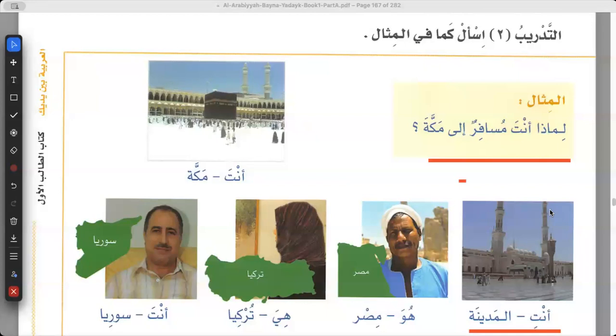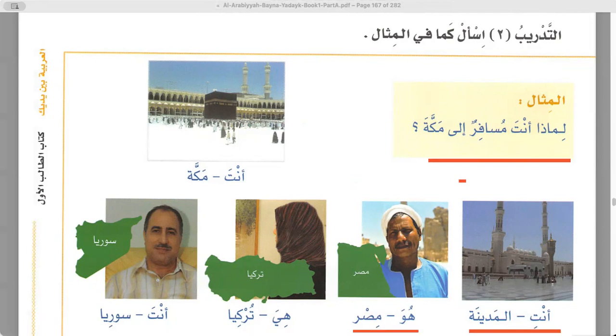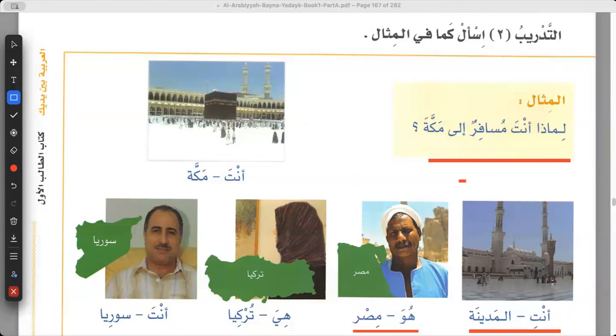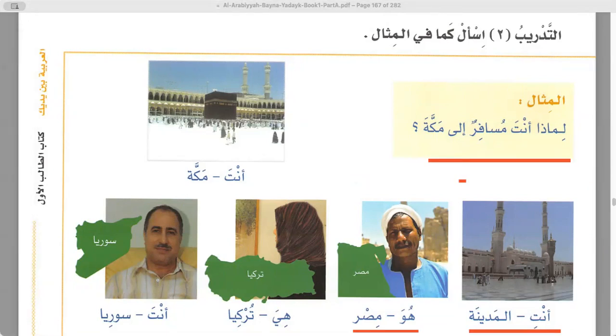Now let's go to the next one. هو مصر. Number 550. لماذا هو مسافر إلى مصر؟ You are missing something, you are putting alif lam in that Misr. لماذا هو مسافر إلى مصر؟ Why is he traveling to Egypt?